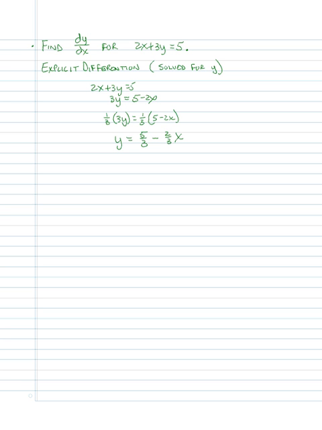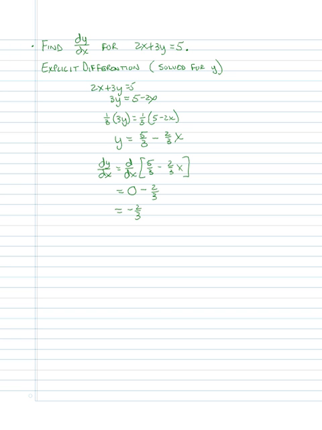Well, now I'm prepared to find the derivative of y with respect to x because I know what y is. So the derivative of y with respect to x is nothing more than finding the derivative of 5/3 minus 2/3 x. And of course the derivative of 5/3 is just 0, and the derivative of 2/3 x is just 2/3, isn't it? So we end up with 0 minus 2/3, or just a negative 2/3.